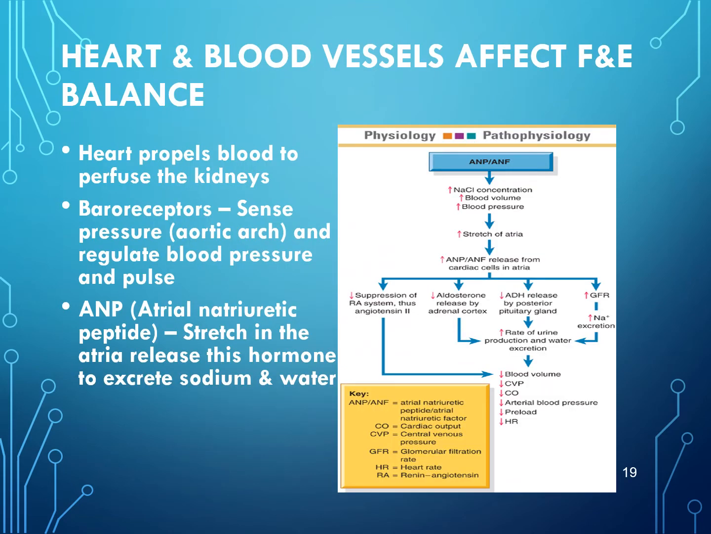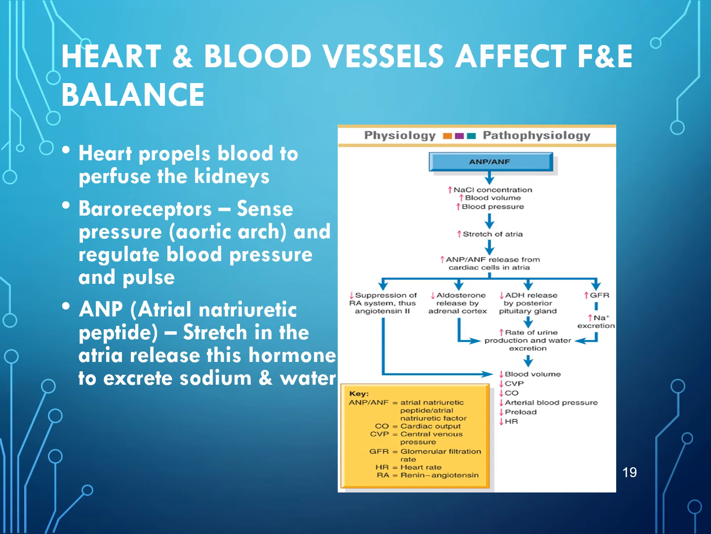So we just looked at the kidneys. Now we're going to look at the heart and blood vessels because those also affect fluid and volume, or fluid and electrolyte balances. In this case, it's actually going to be something that's doing the opposite of that antidiuretic hormone and the aldosterone. So aldosterone and antidiuretic hormone were helping us increase our fluid volume. Now we're going to get something that's helping decrease it.